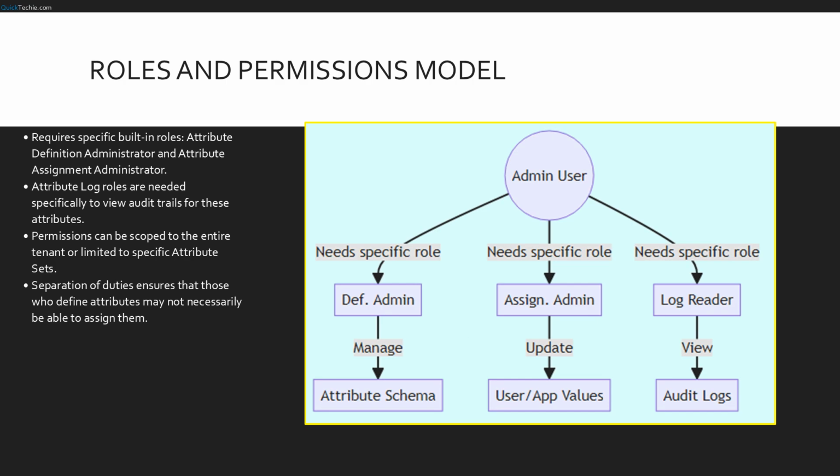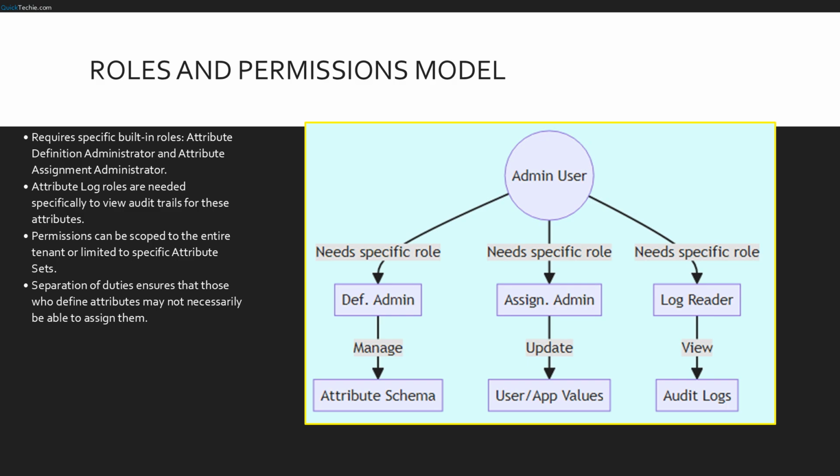Security is maintained through a specialized role-based access control model. You cannot simply use a generic admin account. To define the schema, such as what attributes exist and their data types, you need the Attribute Definition Administrator role. To apply these attributes to users or applications, you need the Attribute Assignment Administrator role. Furthermore, viewing the history of changes requires attribute log roles. This granular model supports strict separation of duties, allowing you to grant permission to manage specific attributes without exposing the entire directory's sensitive data.